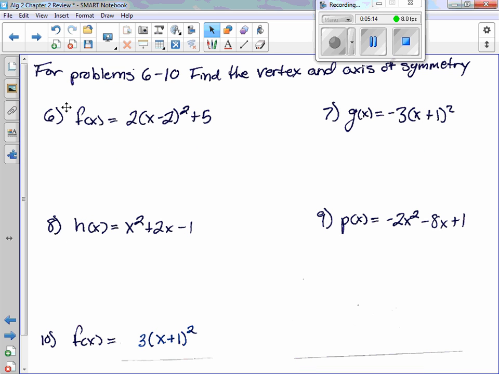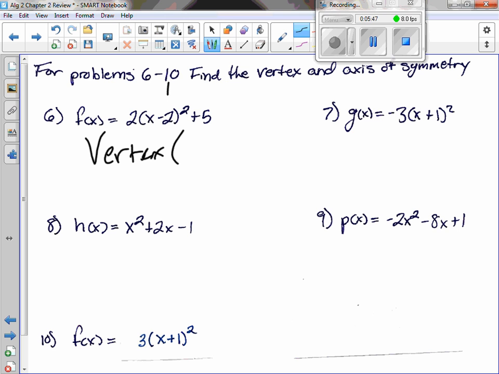Find the vertex and axis of symmetry. Not y equals, x equals. So we have the equations from yesterday. Now for vertex form, I'm going to just start off with number 6. The vertex is h comma k. And just looking at this here, h and k are right there. H is inside the parentheses, k is outside.